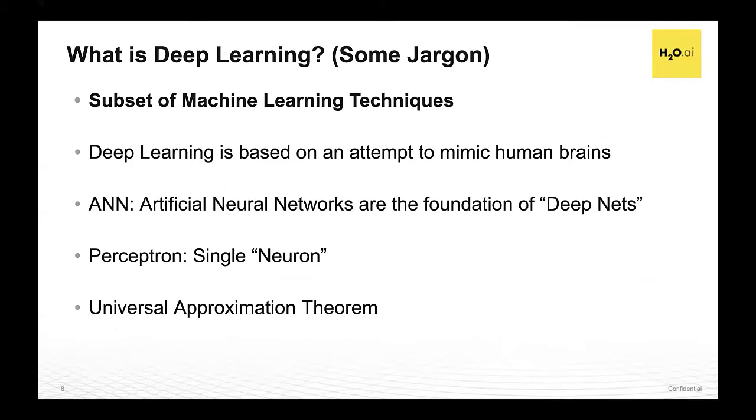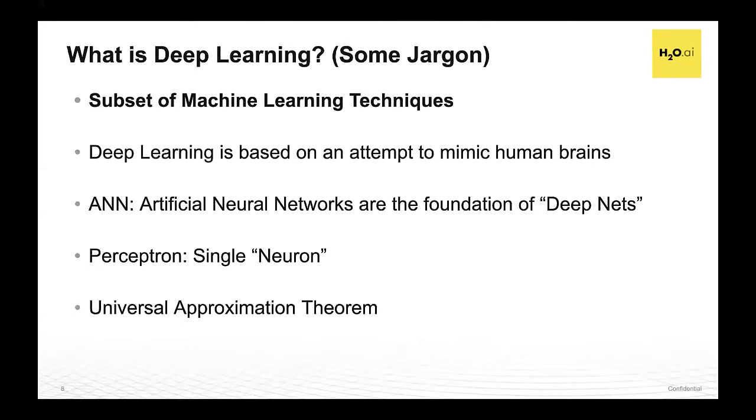ANN, artificial neural network. Note for this presentation, NN, ANN, or neurons all refer to the same thing, which is artificial neural networks or neurons. And these are the foundations of deep nets. What is a deep net? A deep net is created by a large sequence of single neurons. So, similar to how your brain has a single neuron, if you combine many artificial neurons, you get a deep neural network.